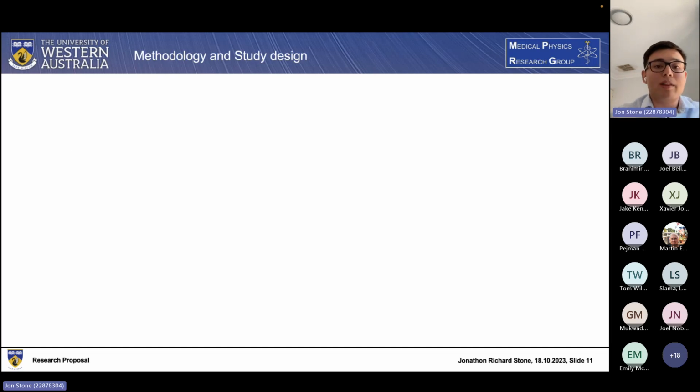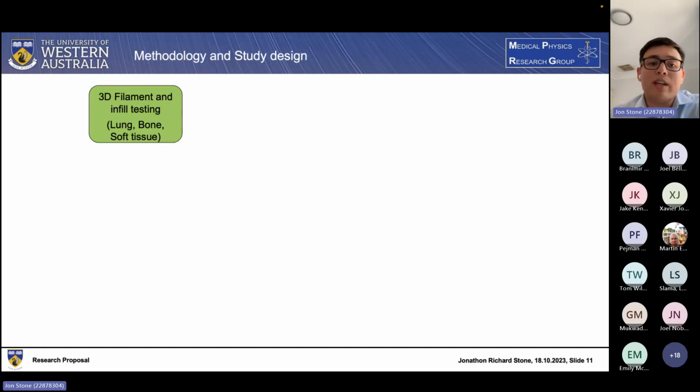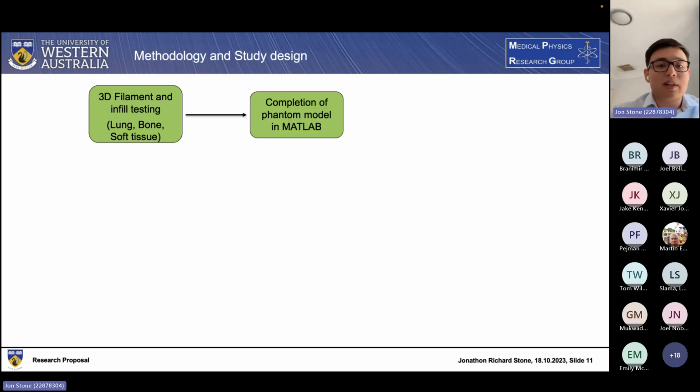So this brings me to my methodology and study design. So first of all, we'll need to do 3D filament and infill testing so that the filaments best replicate the X-ray attenuation properties of the 3 different tissues in the Christie phantom, which are lung, bone, and soft tissue. And then after that, after calibration curves are done and the filaments are selected, we'll complete the model in MATLAB. And then we'll move on to printing.